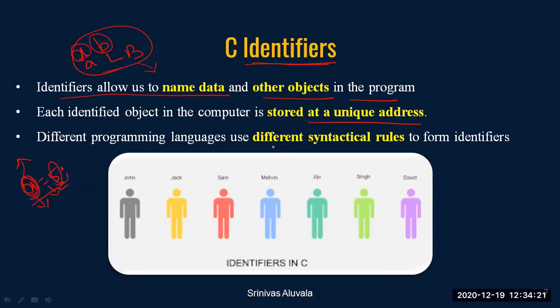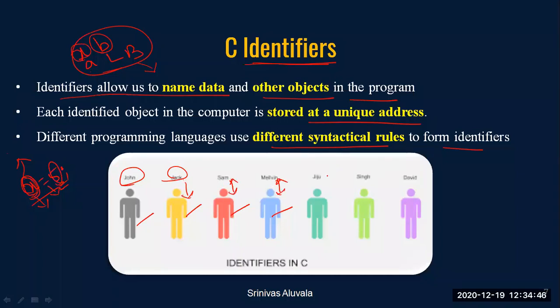Different languages use different syntactical rules to form identifiers, so it is not the same for all languages. As I showed you here, there are persons, and everyone has a name. This person is going to be identified with this name, and this person with that name.